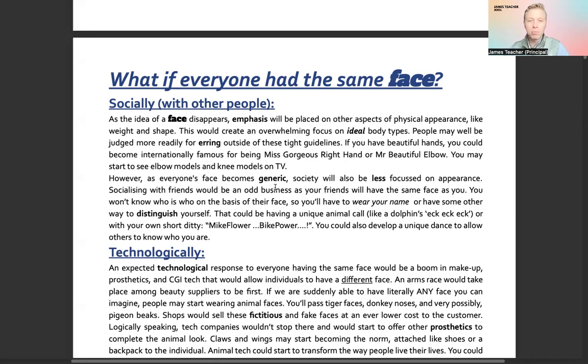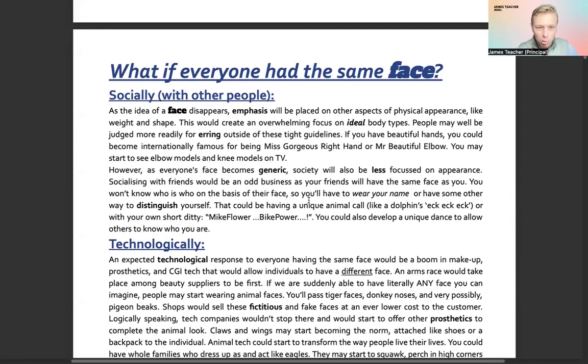However, as everyone's face becomes generic, society will also be less focused on appearance. Socializing with friends would be an odd business as your friends will have the same face as you. You won't know who is who on the basis of their face. So you'll have to wear your name or have some other way to distinguish yourself. This could be by having a unique animal call, like a dolphin's. Or with your own short ditty, Mike Flower, Bike Power. You could also develop a unique dance to allow others to understand and know who you are. My goodness, I really enjoy reading this, even though I wrote it.